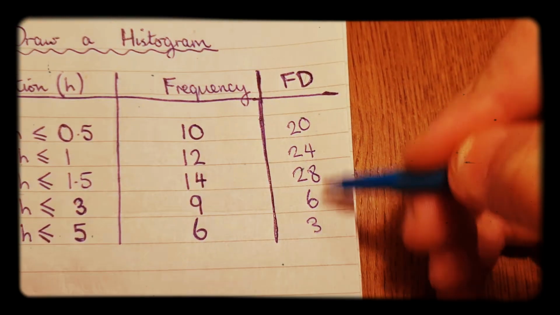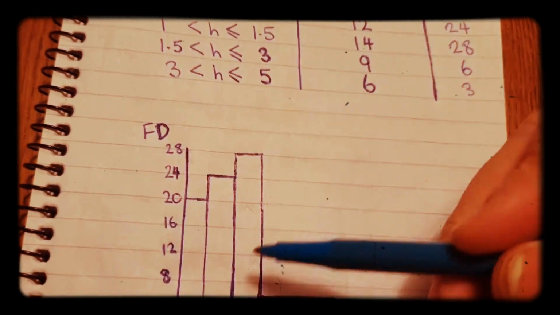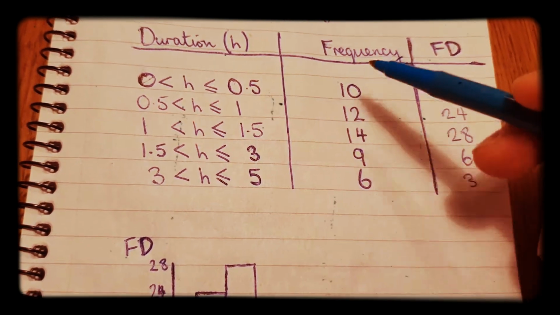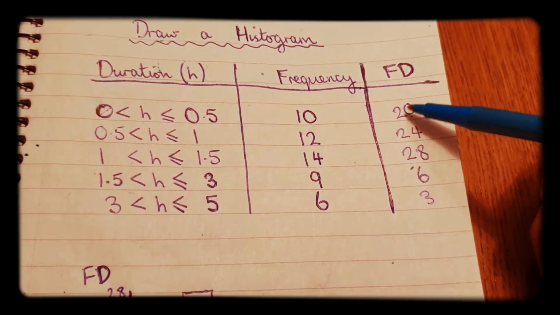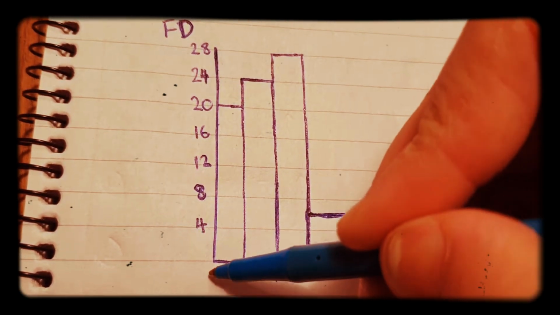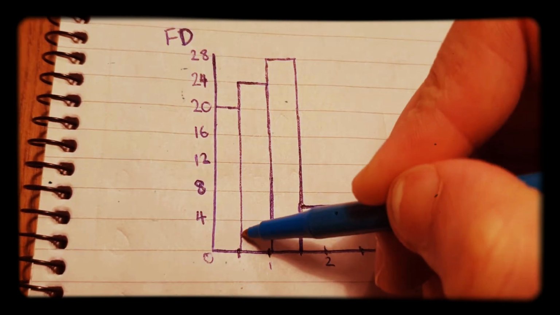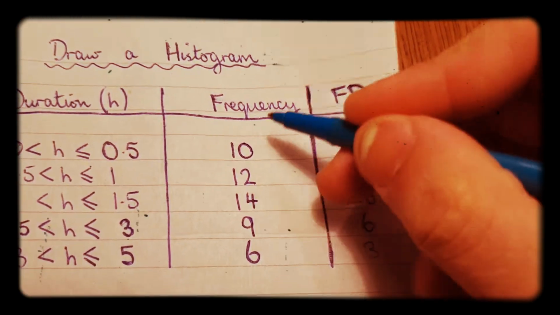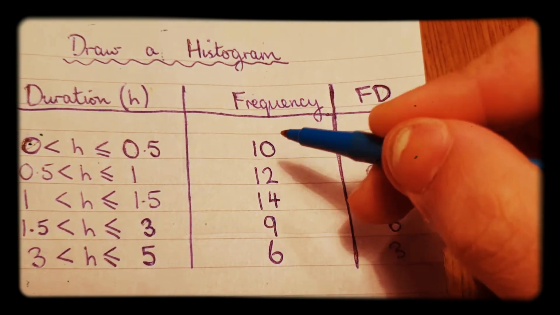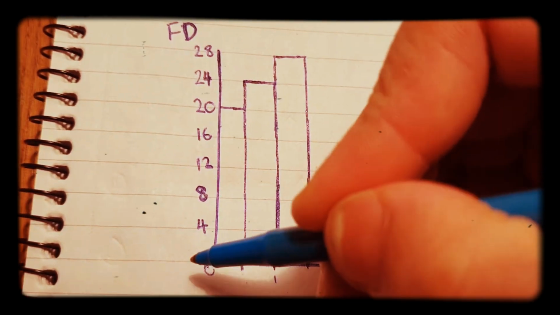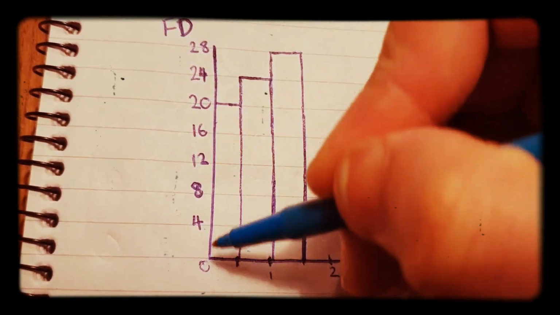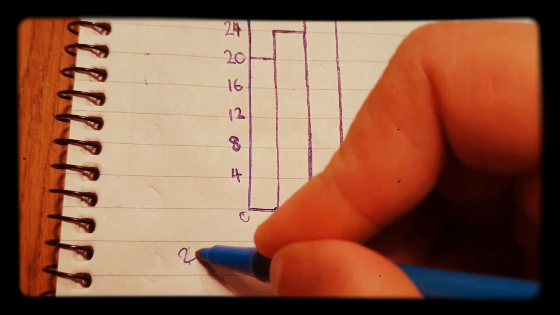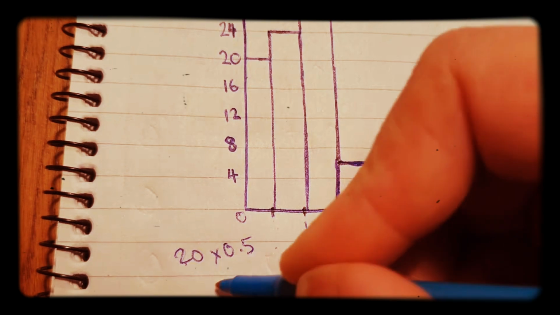And this column here is going to be the height of each of the bars that you're going to draw on this histogram. So this one here, 0 to 0.5, the frequency was 10, the frequency density is 20. So as you can see, 0 to 0.5, the height of that bar is 20, okay? And actually the frequency, this 10, is the area of the bar. So if you have a look at this, 20 is the height of the bar, and 0.5 is the width of the bar. 20 times 0.5 equals 10.